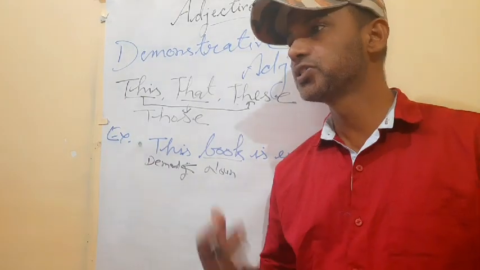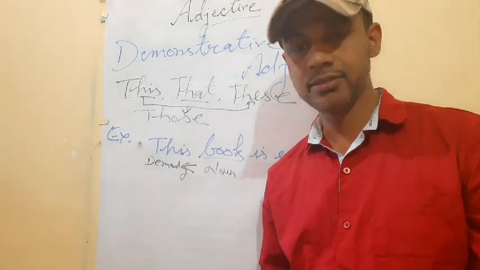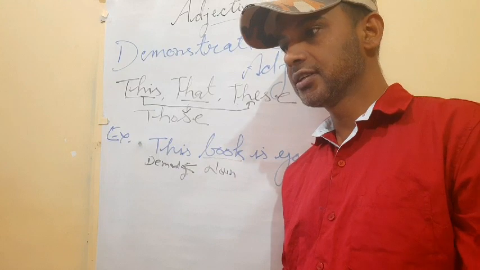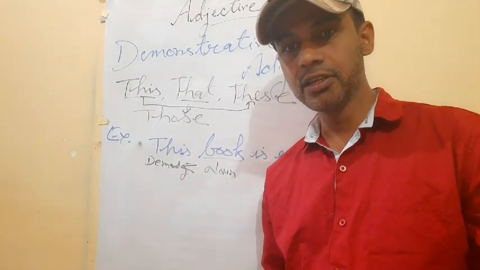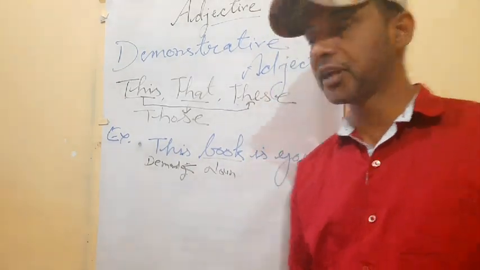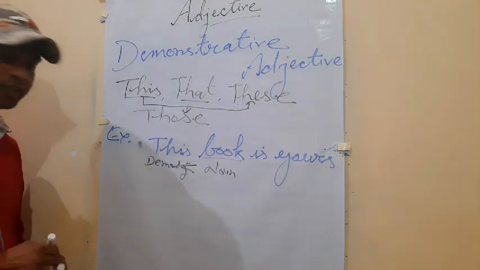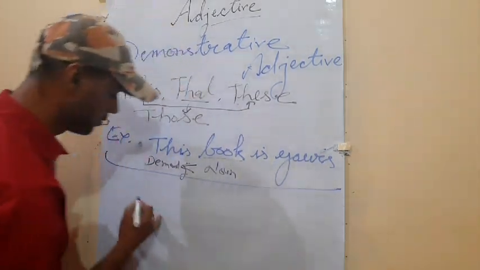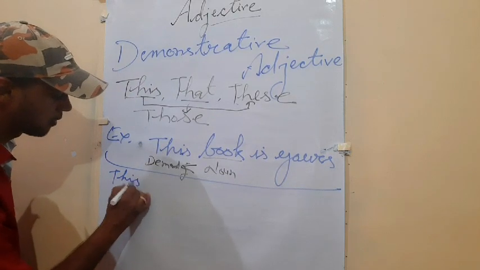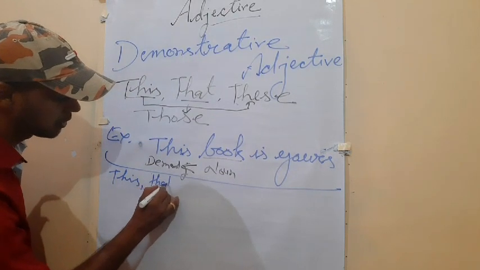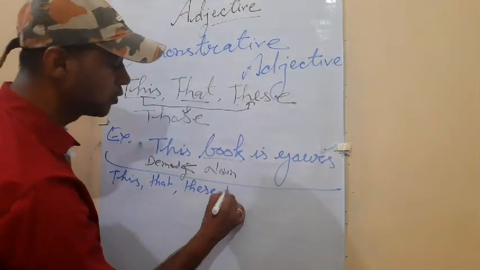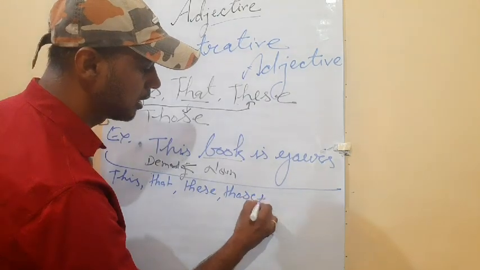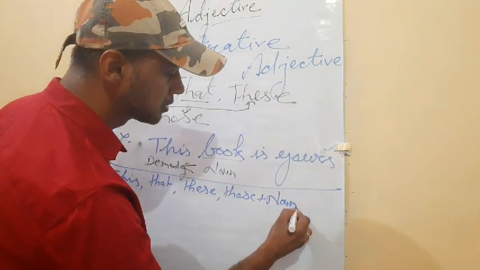Those children are playing in the park. These mangoes are sour. Got it? You can make multiple examples by using this, that, these, those. And a better thing, the way I am telling you, I am writing as a format for you: this, that, these, those, and then a noun comes.